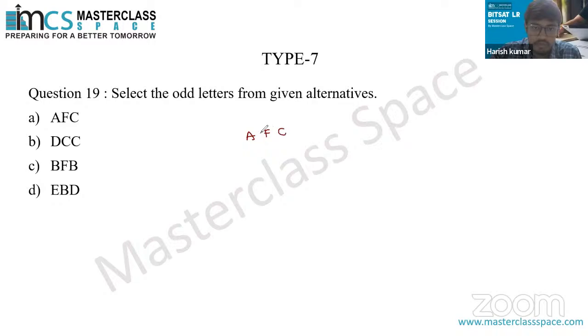So again, you have two numbers, right? So A, F, C: 1, 6, and 3, right? D, C, C: 4, 3, 3. B, F, B: 2, 6, 2. E, B, D: 5, 2, and 4. So these are the numbers.